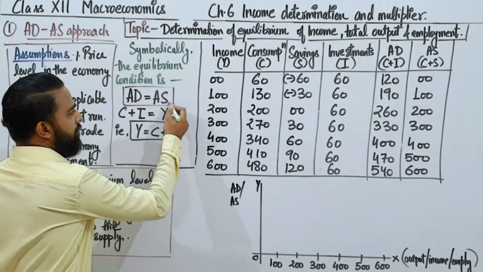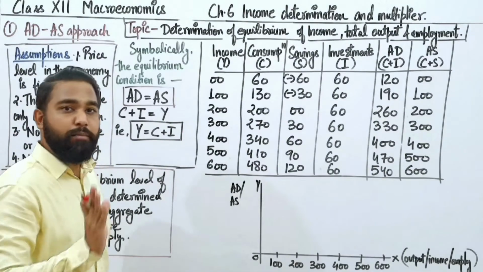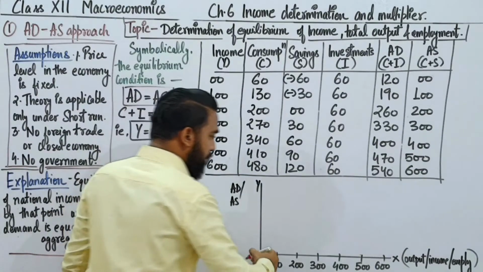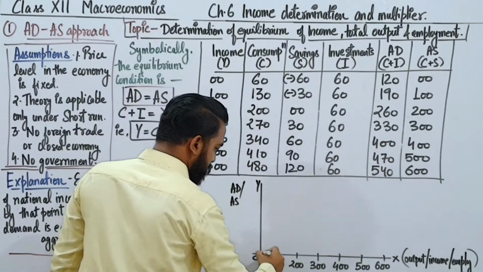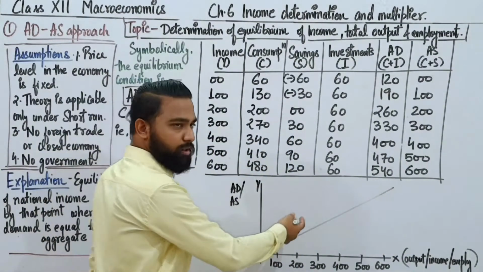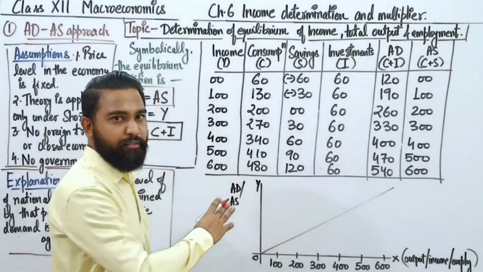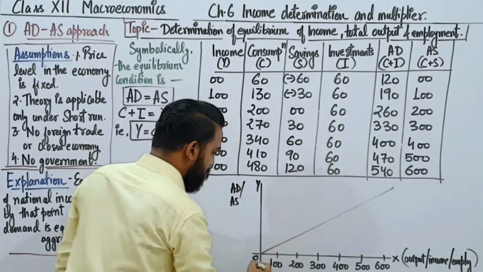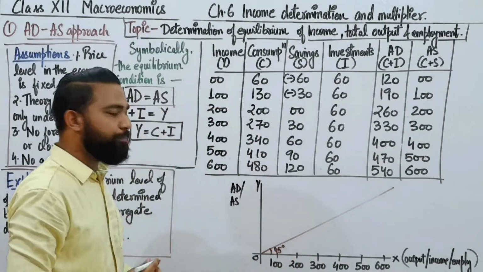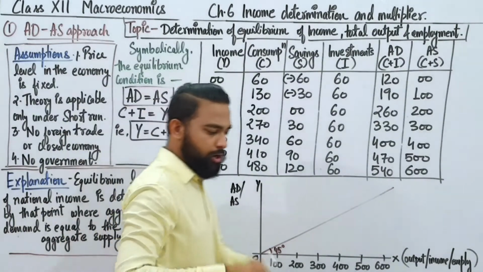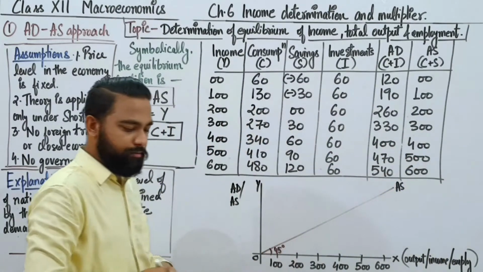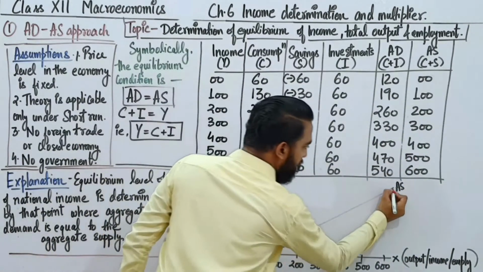Now you already know that aggregate supply is equal to Y, and the income curve is always at 45 degrees. So draw a 45 degree line. Mine is not 45 degrees, but you will make a 45 degree line, because I don't have space, so I have tilted it much. So it's a 45 degree line. This is your aggregate supply curve.